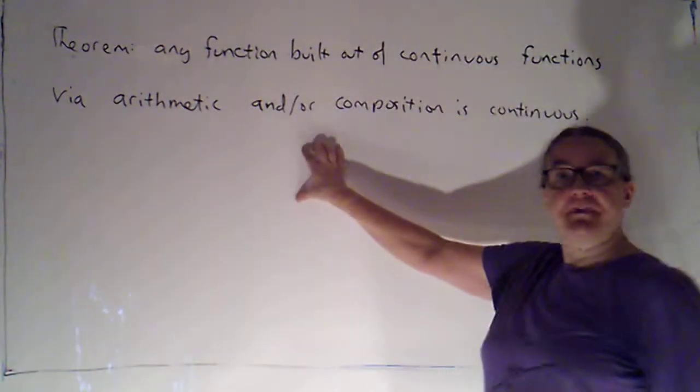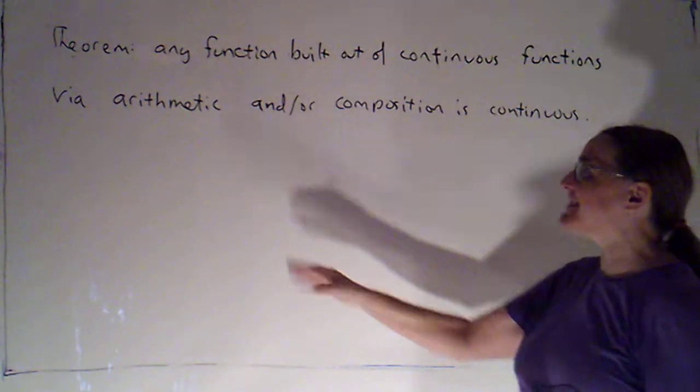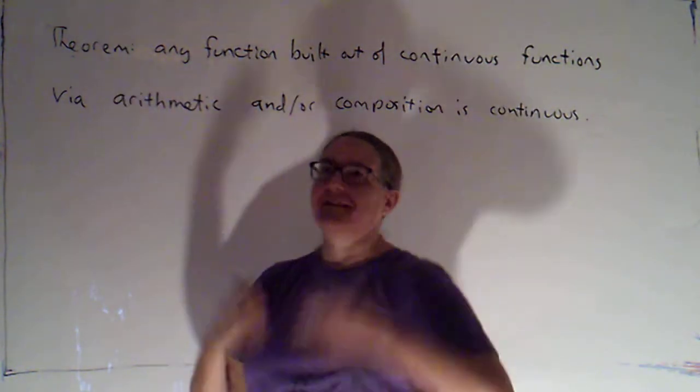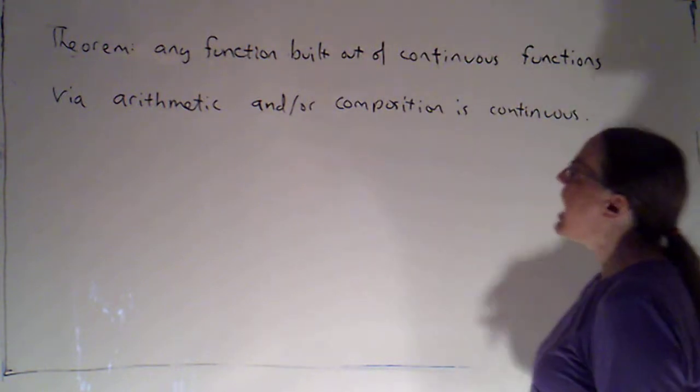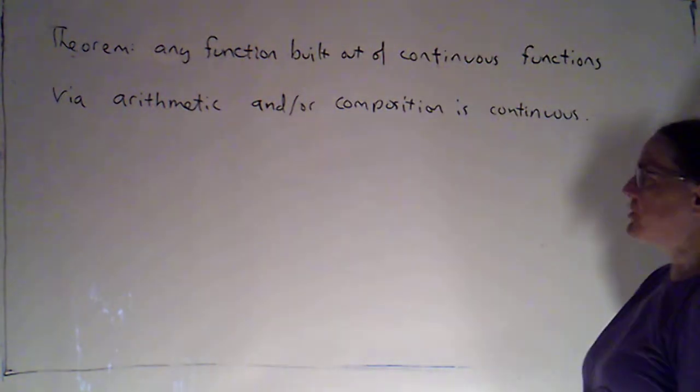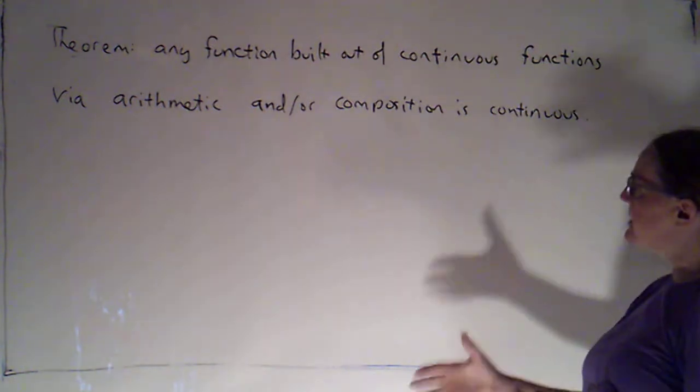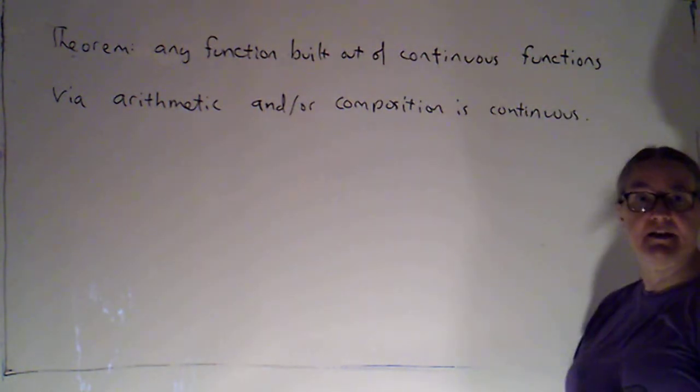A nifty theorem up here on the board. Now, it doesn't have a theorem number because it's not stated as a theorem in your textbook. It's acknowledged as true in your textbook, but they just don't give it a theorem number. But it says any function built out of continuous functions via arithmetic and/or composition is continuous.